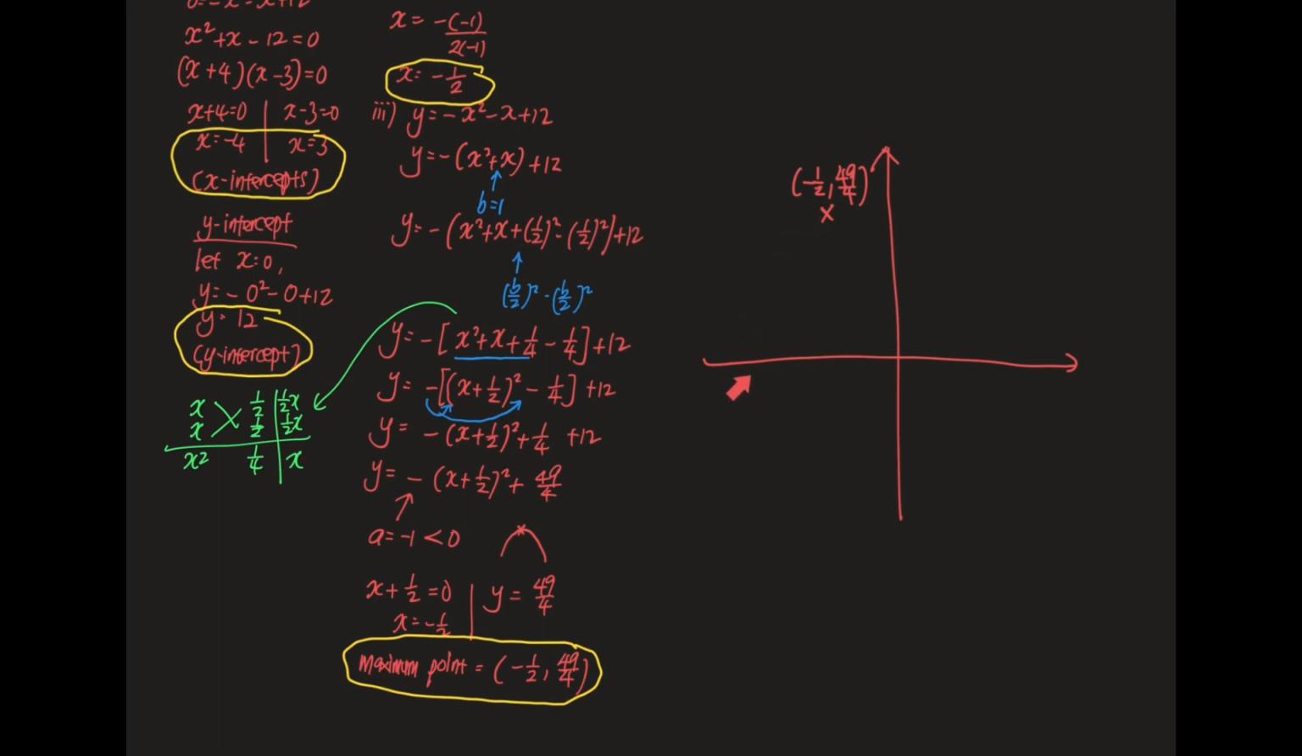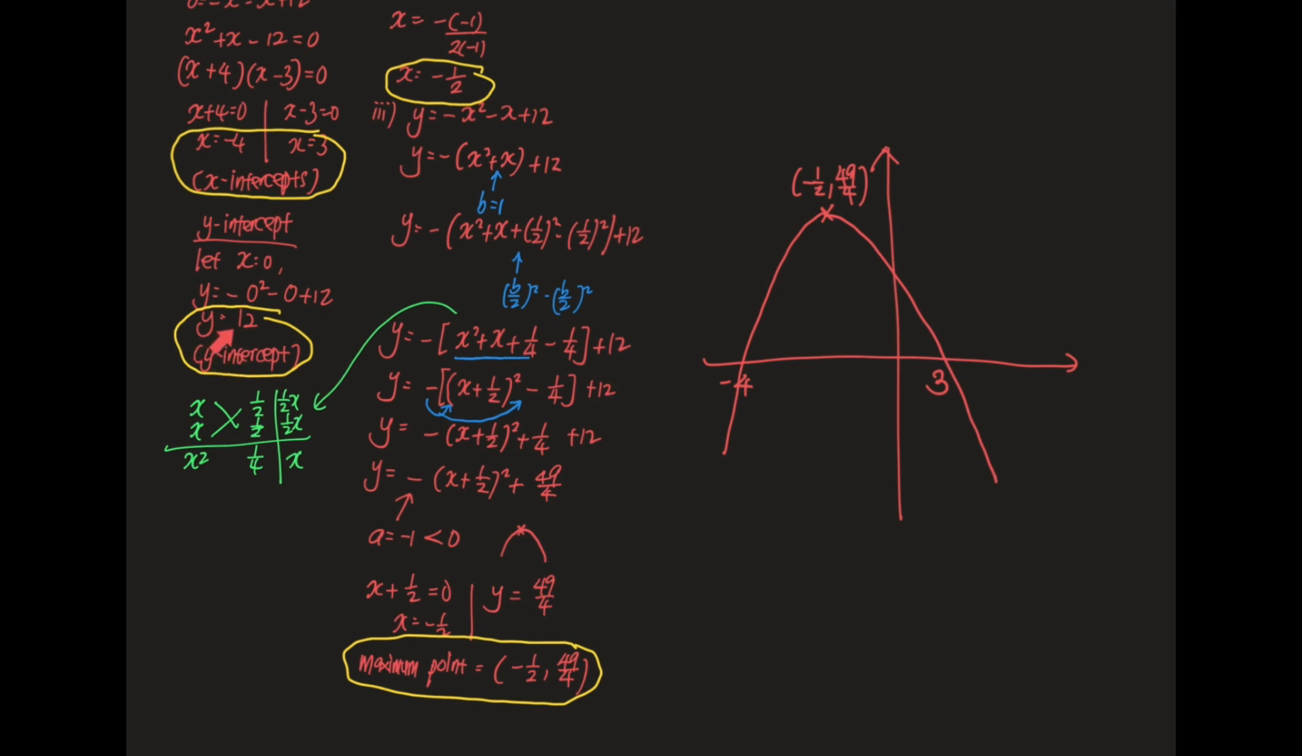And we look at the x-intercepts, we have minus 4 and 3. So that means you cut the x-axis here at minus 4. Then another one you cut here at 3. So our graph is hence like this and like that. Minus 4 is here, and then 3 is here. Then these are the x-intercepts.